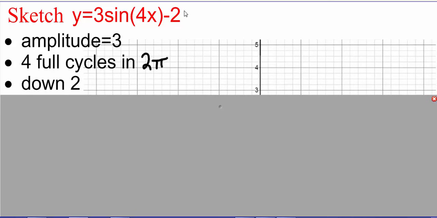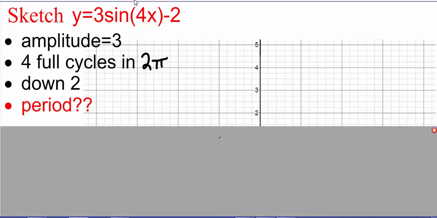And we haven't maybe discussed this entirely, but it's a pretty obvious thing. Whatever I had before, whatever this works out to be as a y value, I'm going to decrease by 2. So the minus 2 on the end just takes my whole graph down 2 spots.